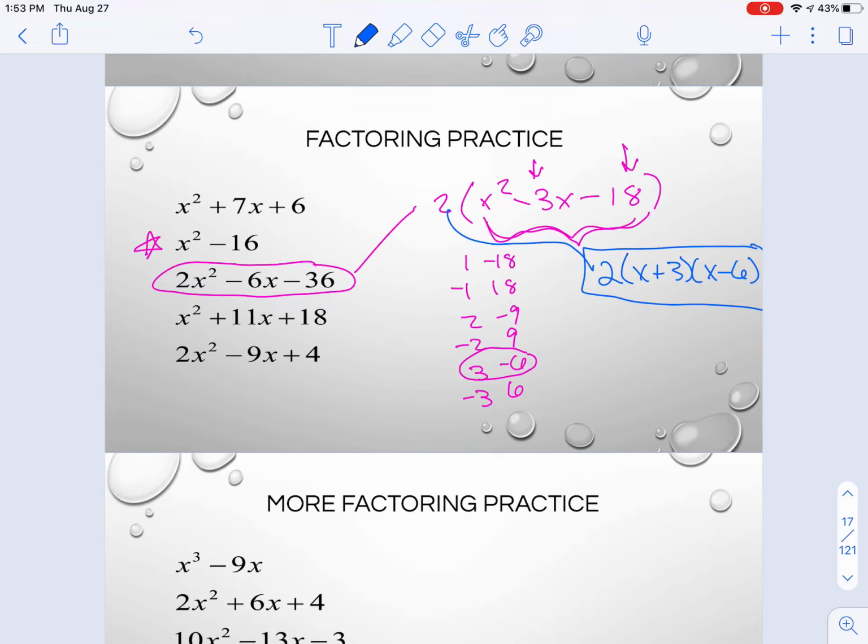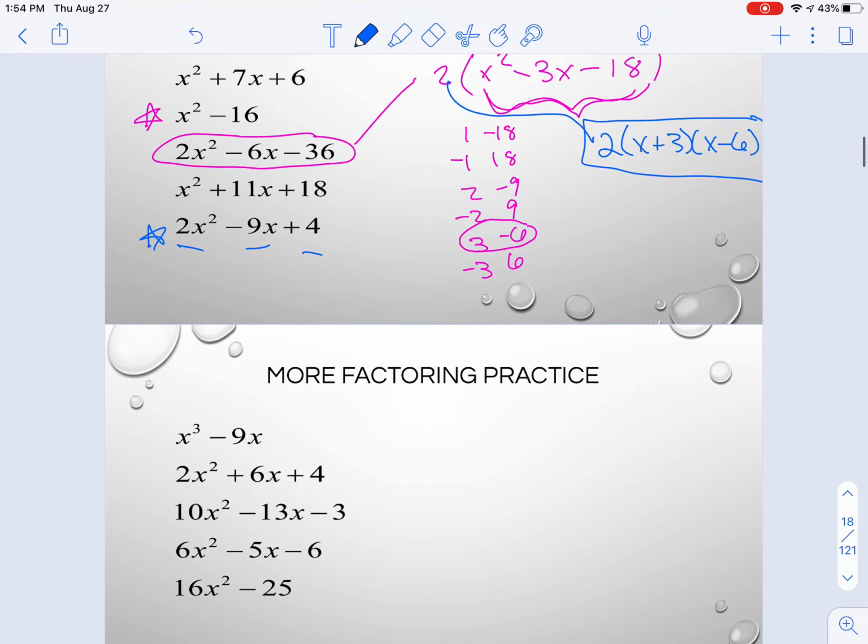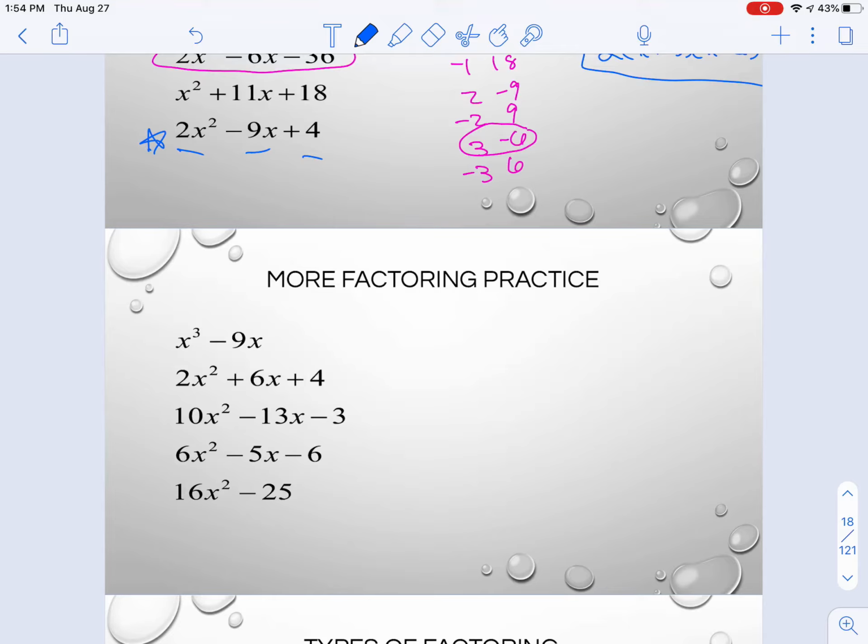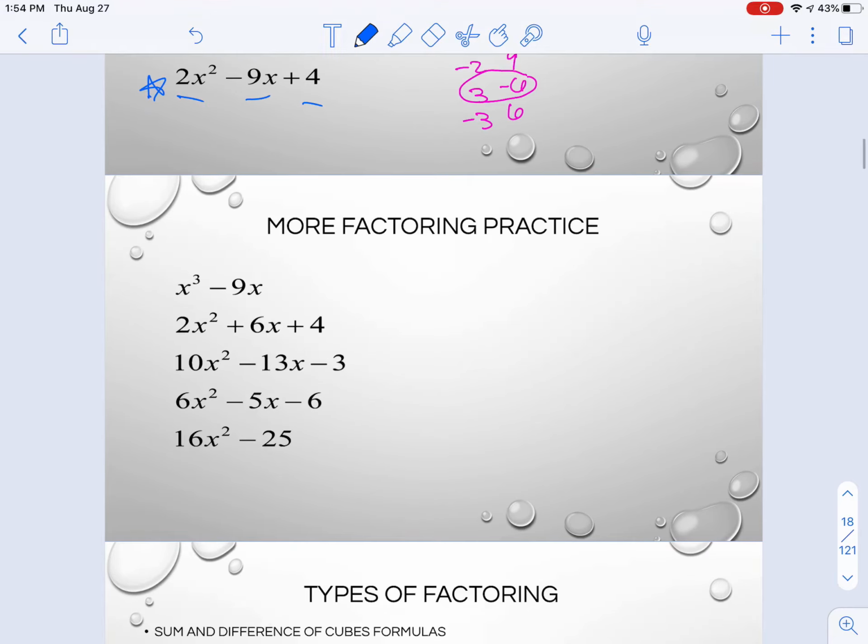Okay, so if we look down at this one, I don't have a GCF between those 3 terms, so I can't pull anything out front first. Okay, we just have to go straight to factoring it. Okay, some more practice here.